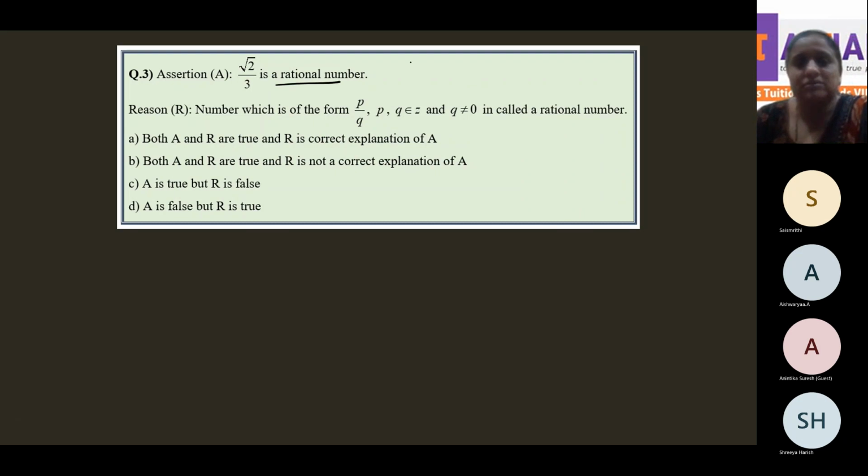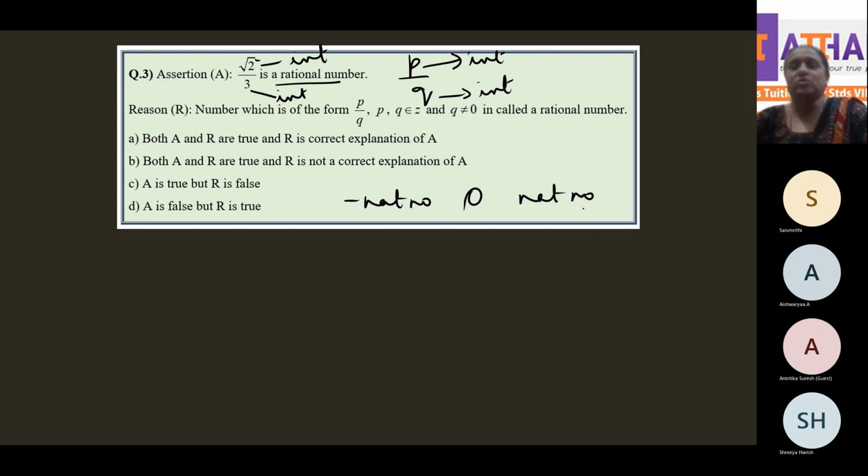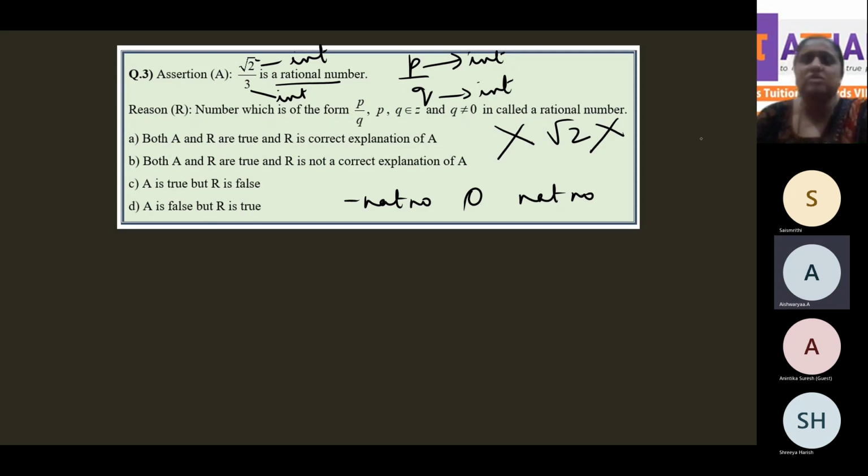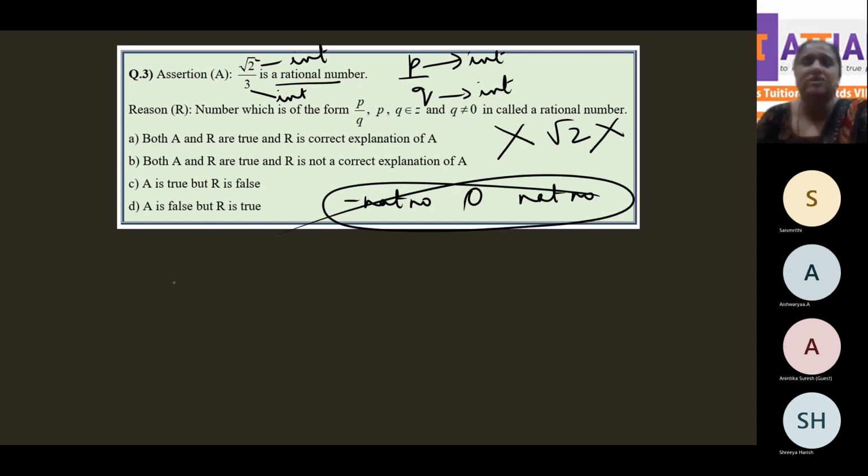What is a rational number? Anything of the form P by Q, where P is an integer, Q is also an integer. 3 is an integer, but is root 2 an integer? What is an integer? It should be a natural number or the negative of a natural number or 0. Is root 2 a natural number? No. Is it the negative of a natural number? No. It's not 0. Then it's not an integer at all.